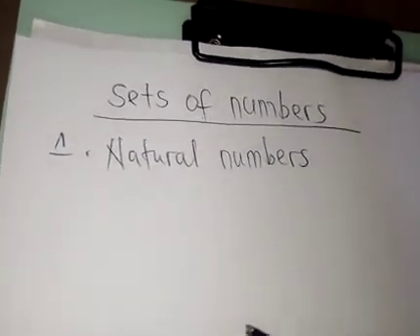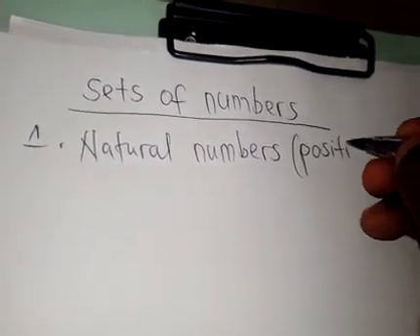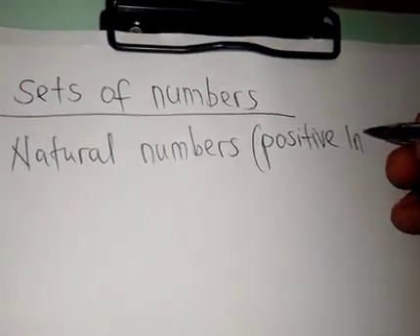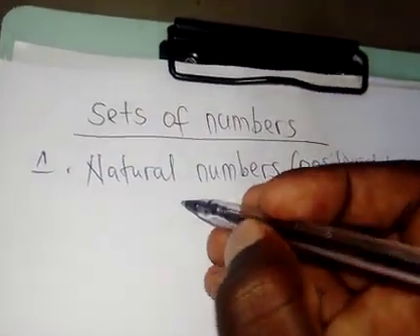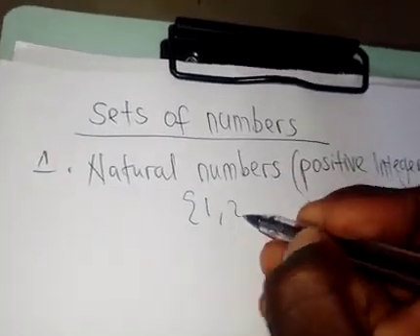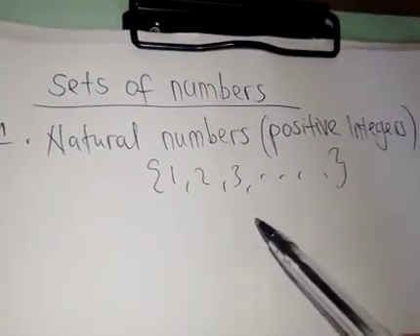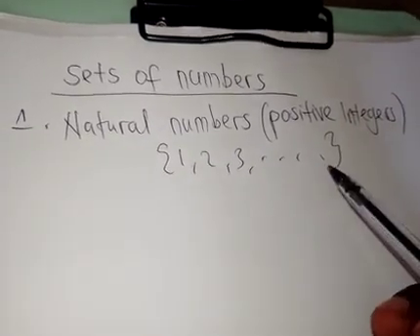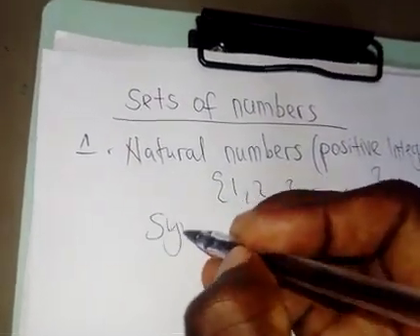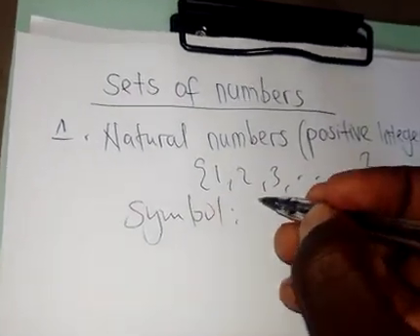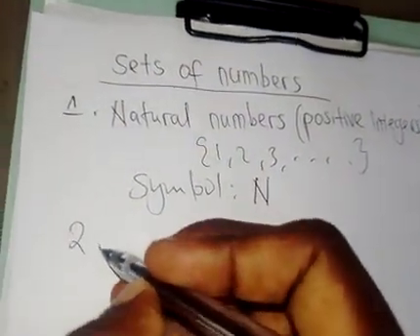So natural numbers are simply positive integers. The natural numbers are counting numbers starting from 1, 2, 3, and so on. Counting numbers from 1 to infinity, these are natural numbers. The symbol for natural numbers is just the capital letter N. That's the symbol for natural numbers.